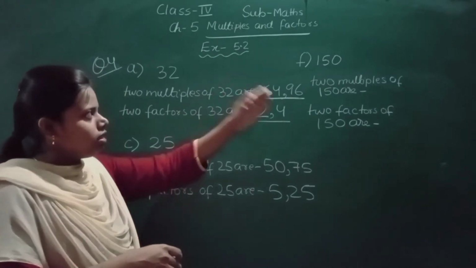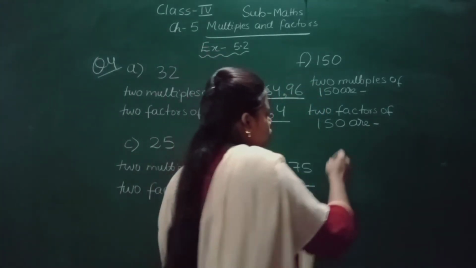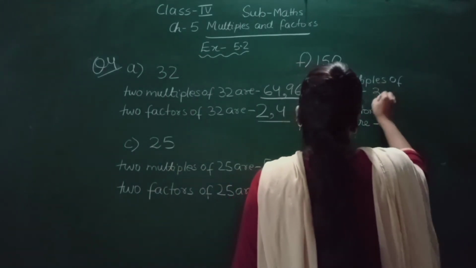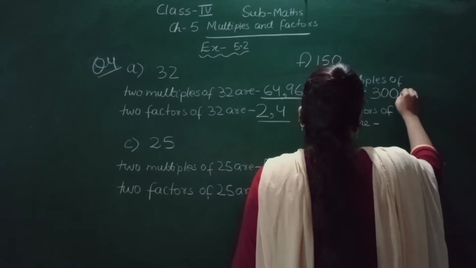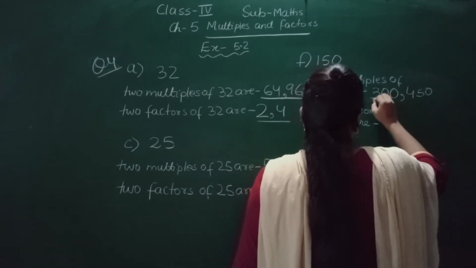Okay, now let us see the multiples of this. What are the multiples of 150? So we will write the table of 150: 150 times 2 is 300, and 150 times 3 is 450. So we got the two multiples.